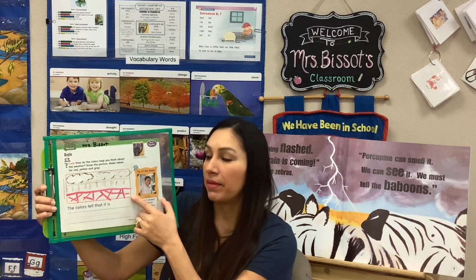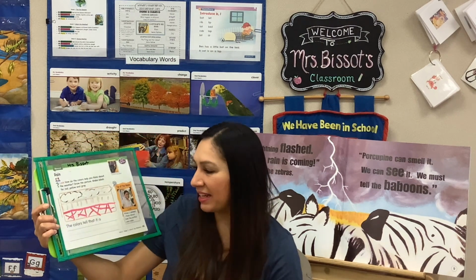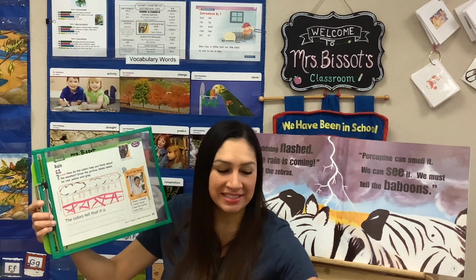So you could say, the author used red to show that it was very hot and so dry that it cracked the ground. And then you could say, the author also used yellow to show that everything was dry because it was also very hot. And then you could say, last, the author showed gray to show that it was going to cool off and the rain was coming. Okay, so now let's take a look at our sentence that we're going to finish.